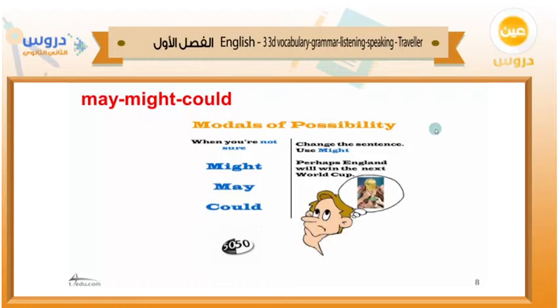Now let's talk about may, might, and could, and we call these modal verbs of possibility. These modal verbs actually talk about possibility. Is this possible or not? When you are not sure of something, you say may, might, or could. For example, it may rain tomorrow. I don't know. It might rain tomorrow. It could rain tomorrow. I don't know. We use these modals of possibility when you are not sure about something that is going to happen. You don't know. It may rain. It might rain. It could rain. Nobody knows.